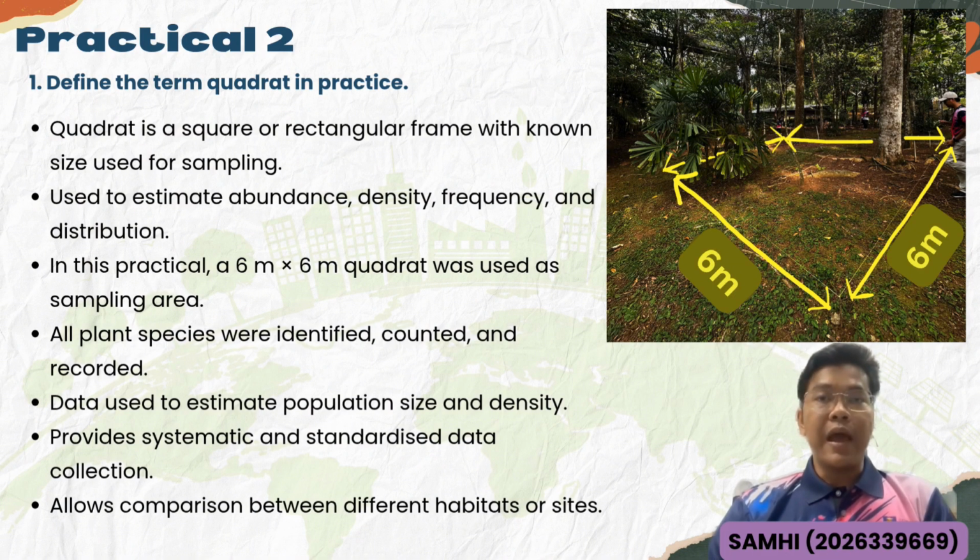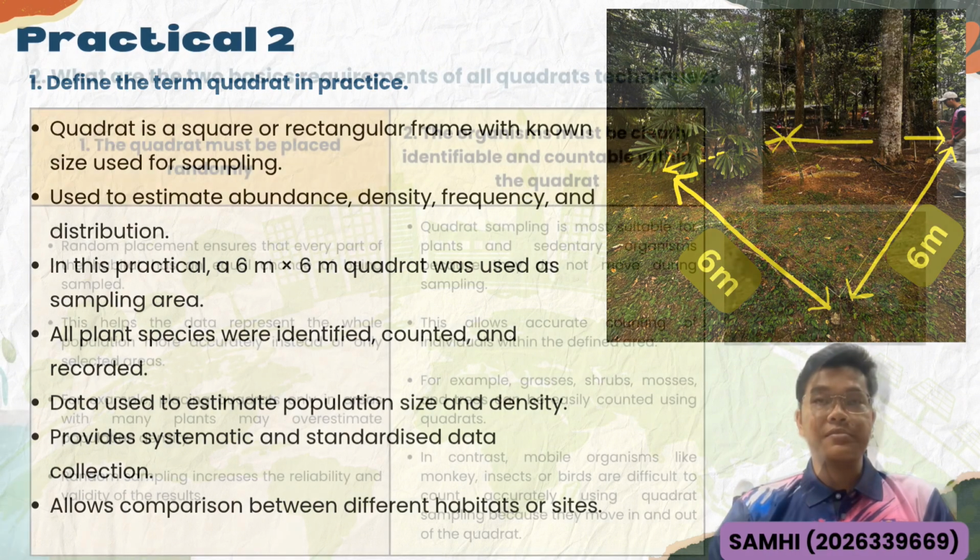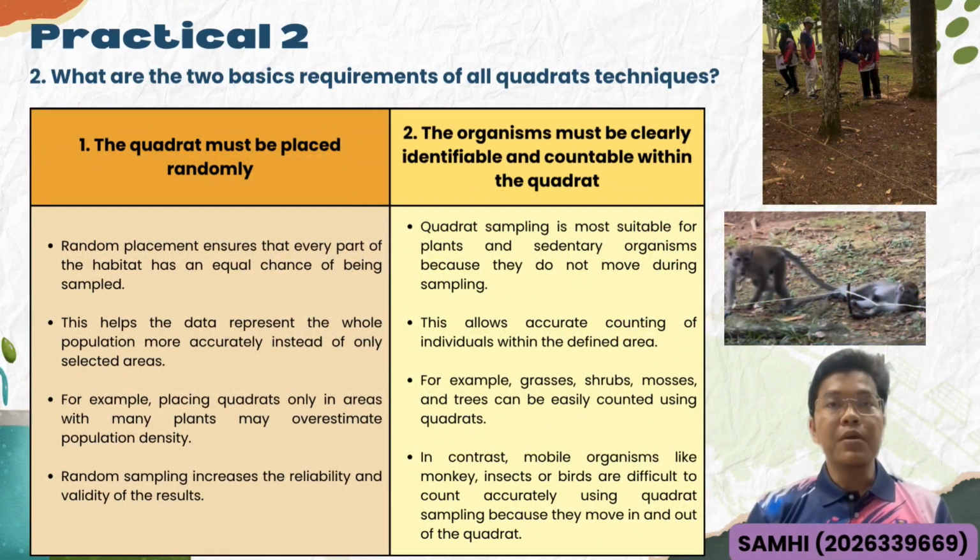This method helps researchers estimate population size and population density in a study area. It is useful because it provides a systematic and standardized way of collecting ecological data, so results can be compared between different sites. Next, for question 2. What are the two basic requirements of all quadrat techniques?